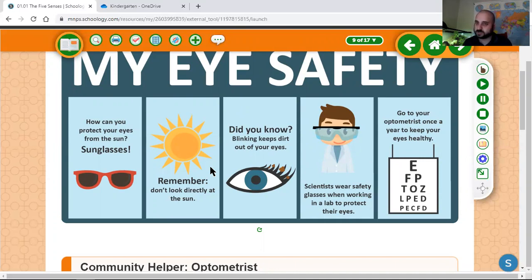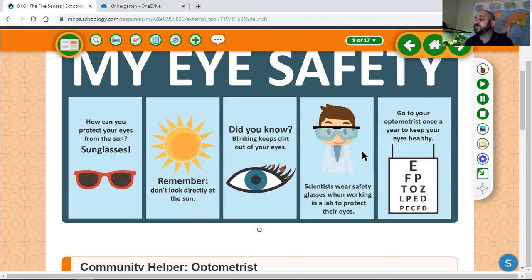We never want to look directly at the sun because that can burn our eyes and make it so that they don't work as well. Did you know that blinking keeps the dirt out of your eyes? That is also why we have eyelashes. You can see in this picture there's a little bit of dirt stuck to those eyelashes. That's because the eyelashes are there to keep dirt out of our eyes. Also, scientists wear safety glasses when working in a lab to protect their eyes.